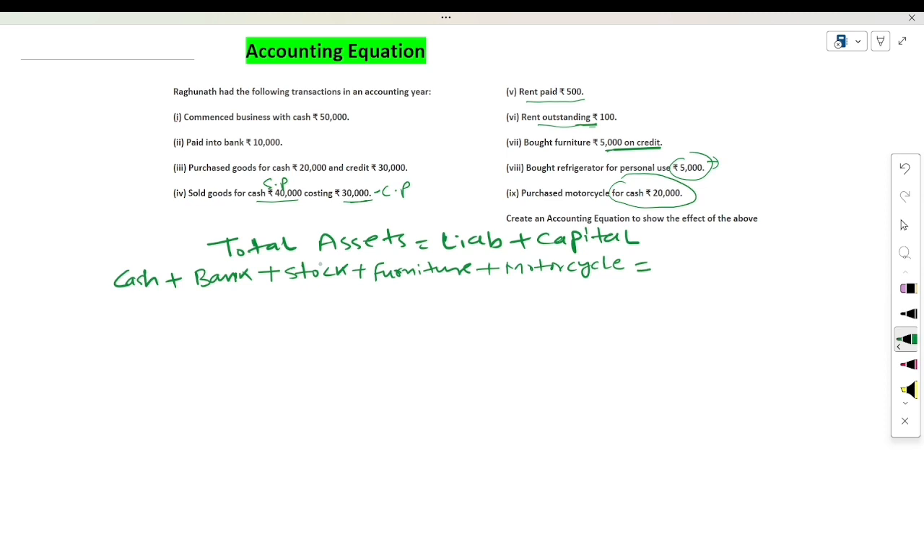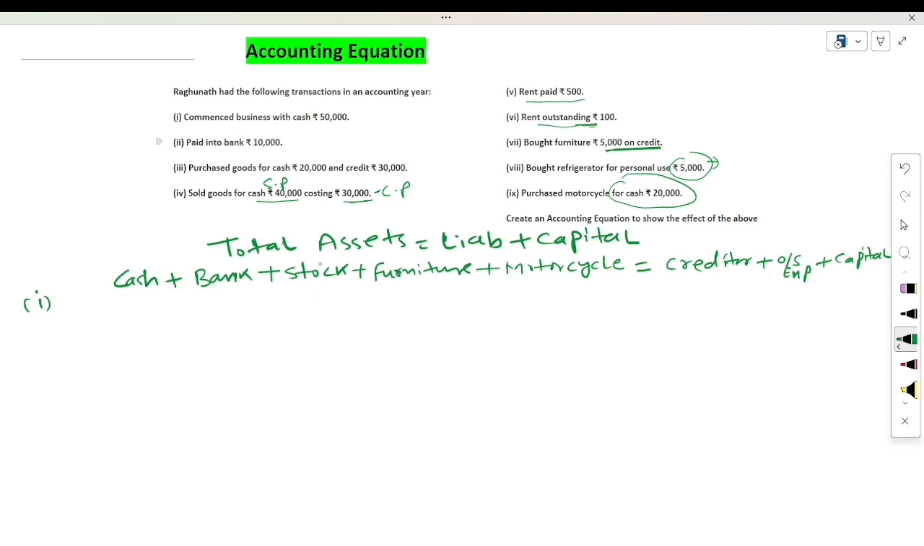Liabilities. The first liability created here is creditor, plus outstanding expense, and plus capital. We have all the things, assets and liabilities. Now we are going to solve the problem.